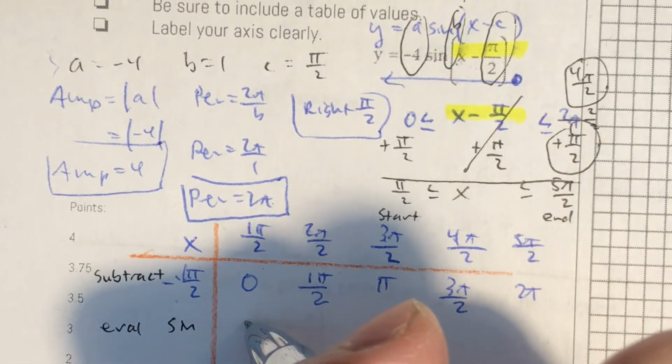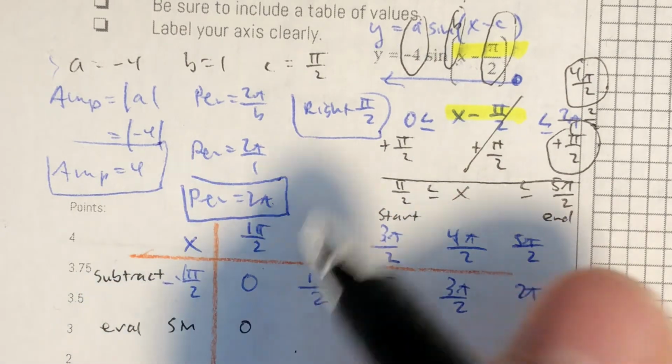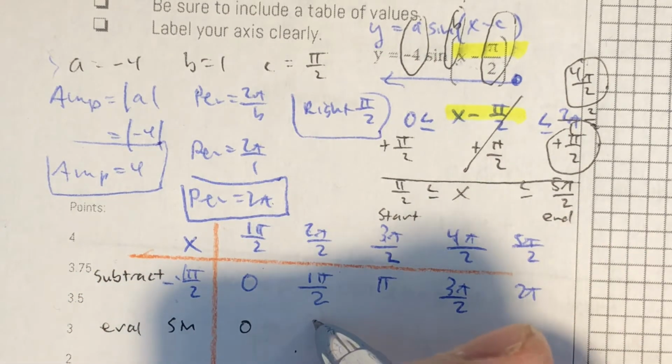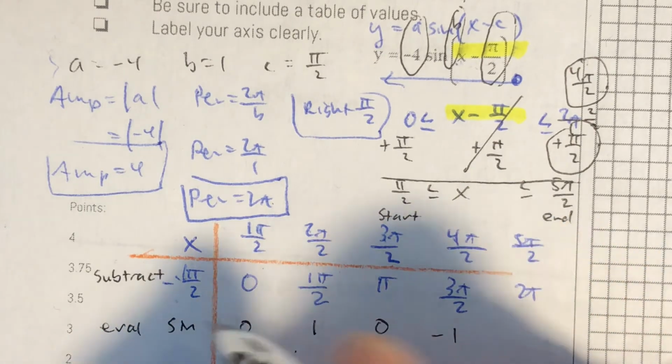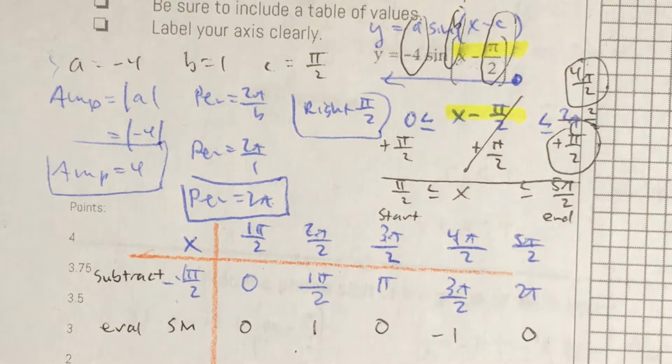So sine is 0. Sine at pi over 2 is 1. Sine at pi is 0. Sine at 3 pi over 2 is -1. And sine at 2 pi is 0.